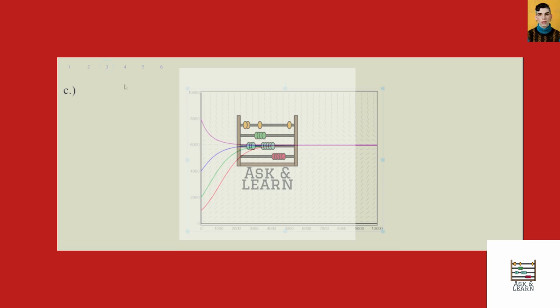All right, part C asked us to draw curves on this direction field for initial populations of 1,000, 2,000, 4,000, and 8,000. So the one in red is with the initial population 1,000, and we can see here that the solution is concave up for a little bit, which means that our population is increasing at an increasing rate. And then around about 1,000 for t, about right here, we see that we have an inflection point.